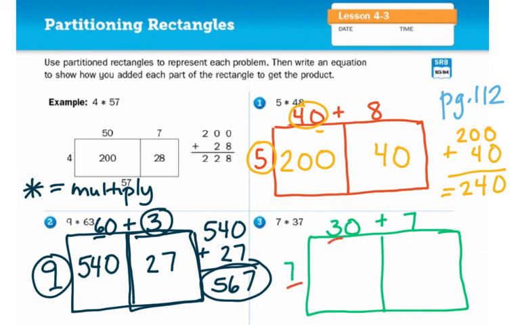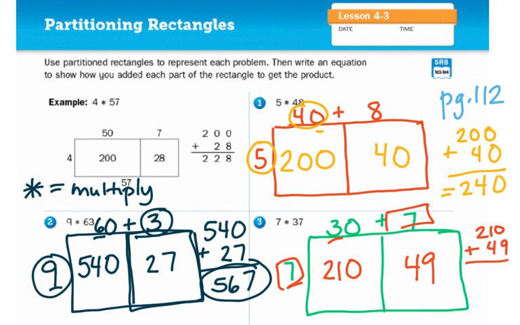3 times 7 is 21 with a 0 behind it. Now we'll take the 7 times the 7, which is 49. Go ahead over on the side and add together those two numbers. When you add those two numbers up, you get 259. That is the product when you multiply 7 times 37.